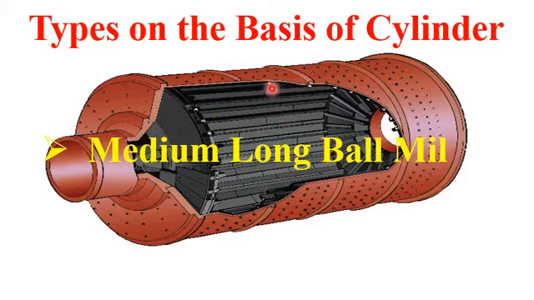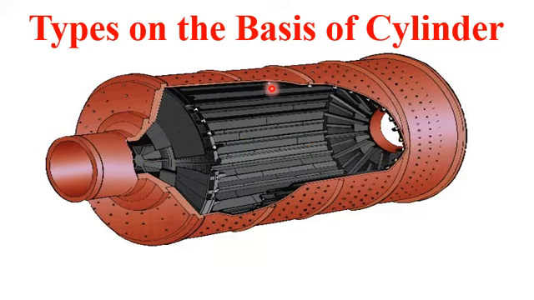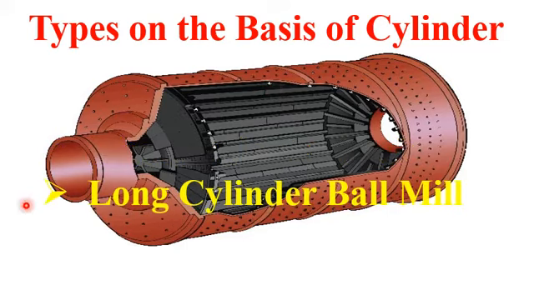Okay, so the third type of the cylindrical ball mill apparatus is known as long cylindrical ball mill apparatus. The long cylindrical apparatus has a length around 4d, or 4 times the diameter of the ball mill drum. Okay, so the length is too much in long cylindrical ball mill than the diameter of the cylinder.